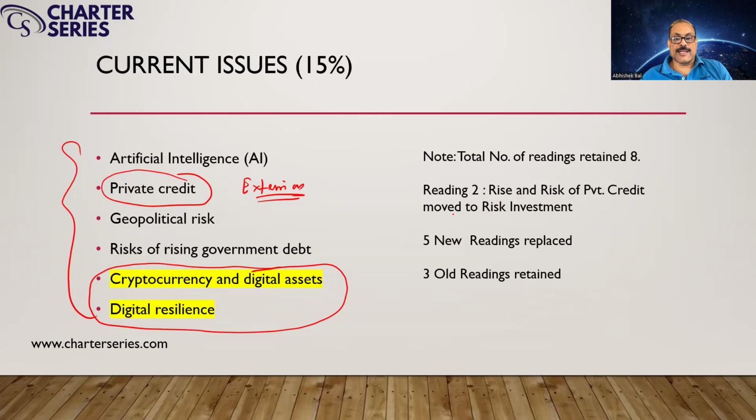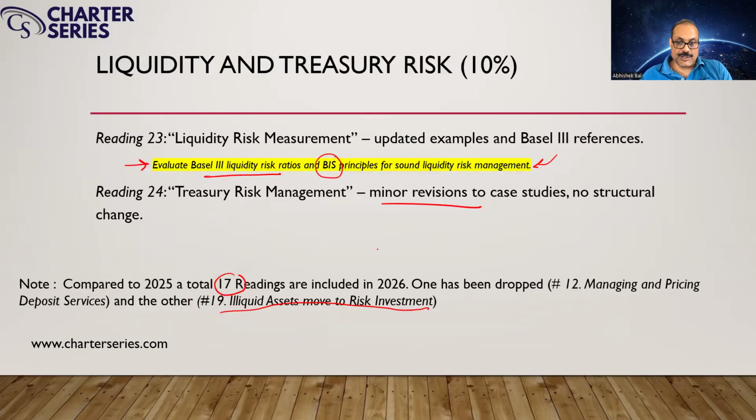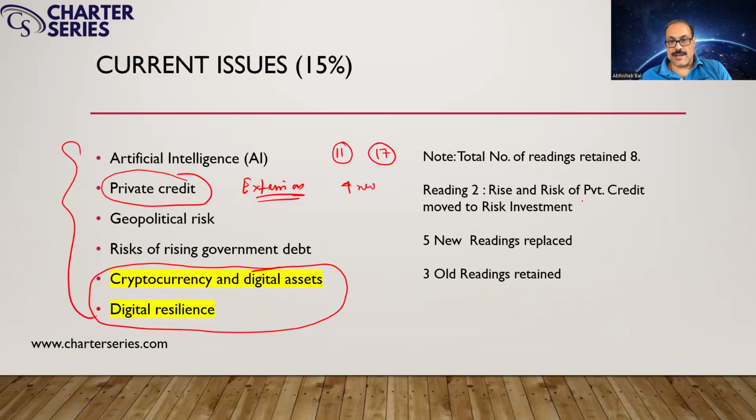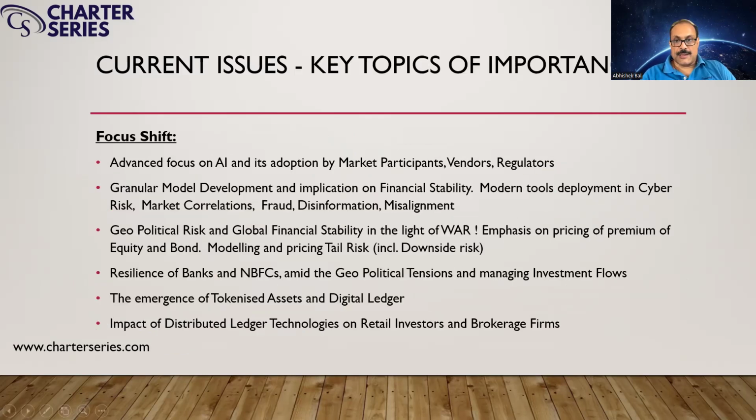Rise and risk of private credit, this has been moved to risk investment. As I said, for risk investment all put together, earlier before 2026 there were about 11 readings. Now we have 17 readings. Of this, 4 obviously are new readings, and a couple of them have been moved. One, as I said, from liquidity and treasury risk, that's basically your illiquid assets. And second is your rise and risk of private credit that has been moved from current issues to risk and investment management.